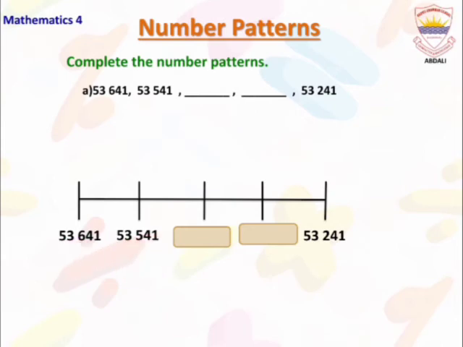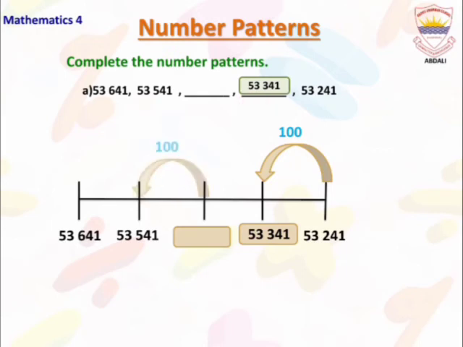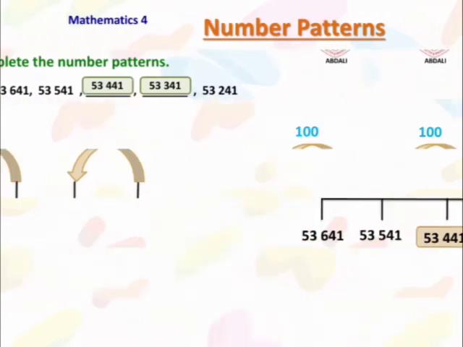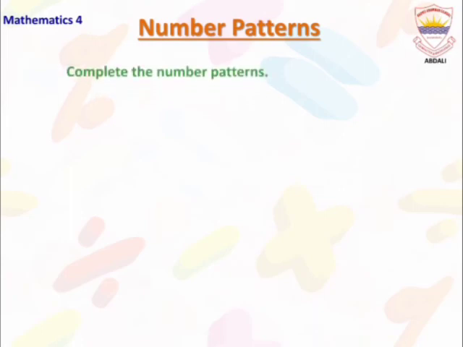Starting from the right, when we add 100 to 53,241, we get 53,341. Now students, we add 100 to 53,341. We get 53,441. Now students, let's start to solve our third question in a number pattern.